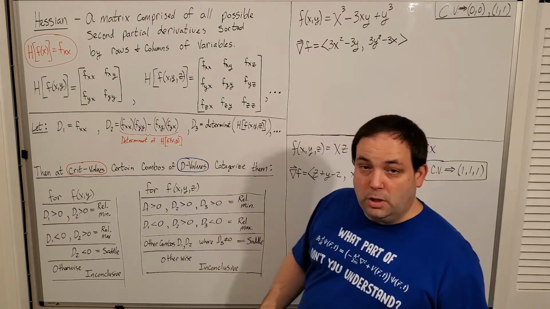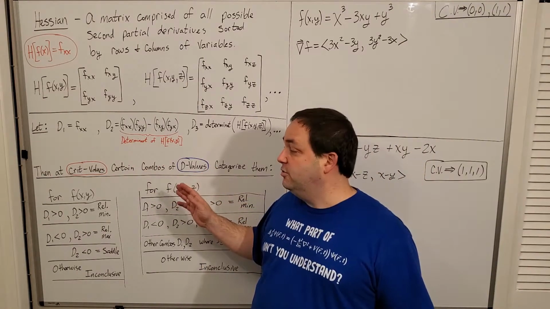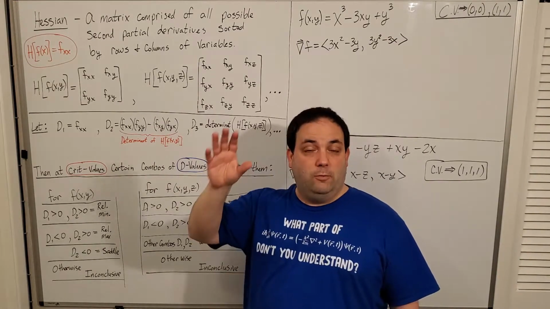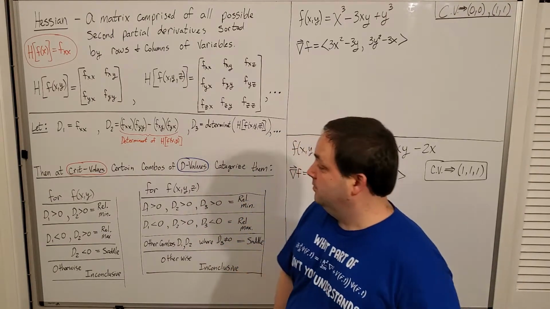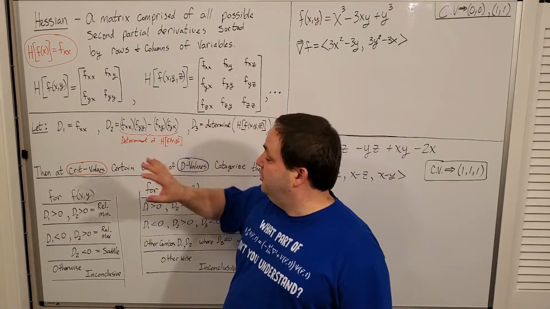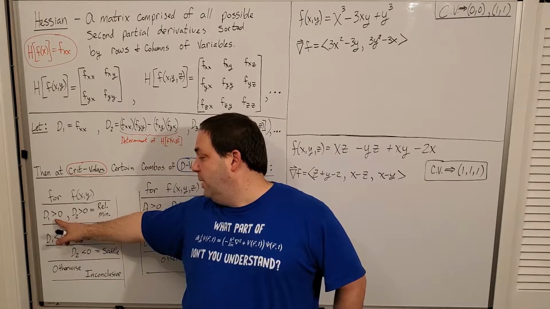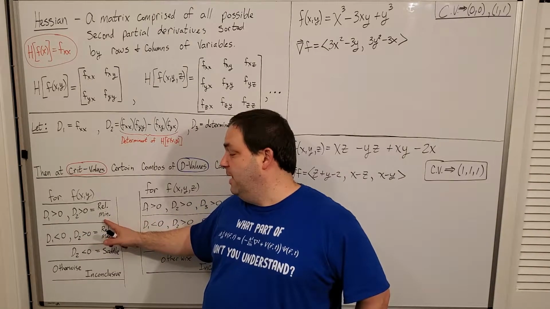And once you do plug them in, the different combinations of these determinant values will tell you if that particular critical value happens to be a relative max, a relative min, a saddle point, and so on. So you do your determinants and you've plugged in your point. If your determinant number 1 is positive and determinant number 2 is positive, you've got a relative minimum.